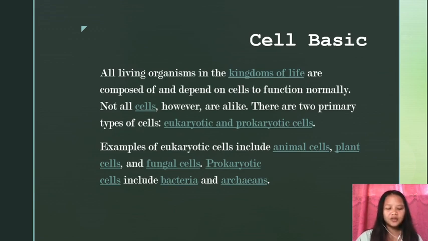There are two primary types of cells, the eukaryotic and the prokaryotic cells. Examples of eukaryotic cells include animal cells, plant cells, and fungal cells, while the prokaryotic includes the bacteria and the archaeans. Cells contain organelles, or tiny cellular structures that carry out specific functions necessary for normal cellular operations. Cells also contain DNA and RNA, which is the genetic information necessary for directing cellular activities.